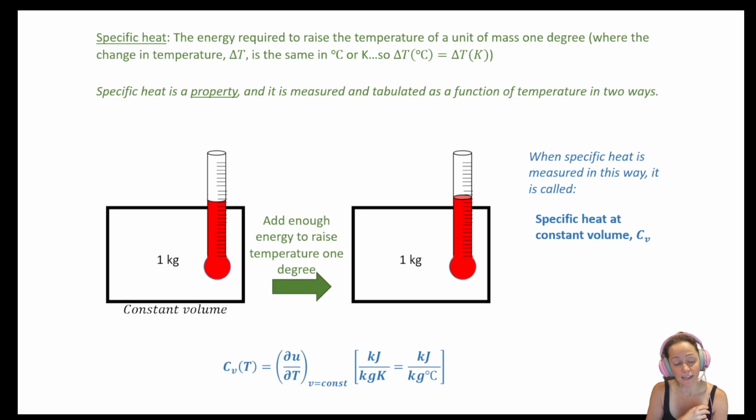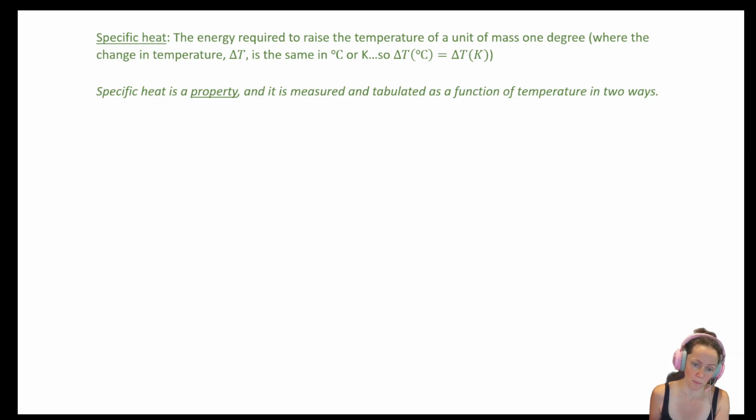So CV is a function of temperature and it is defined according to the internal energy. So you can see this is the derivative of internal energy with respect to temperature, where the volume is constant, or the specific volume is constant. The units here are going to be kilojoules per kilogram K. Sometimes you'll see it written as kilojoules per kilogram degrees Celsius, so don't get confused. We typically write it as kilojoules per kilogram K.